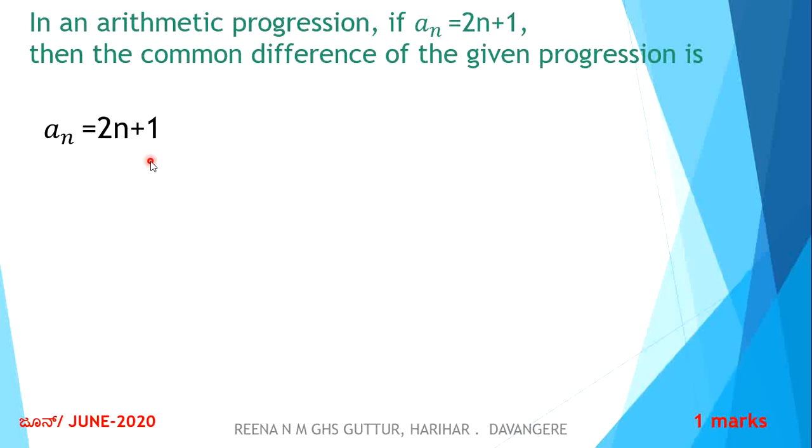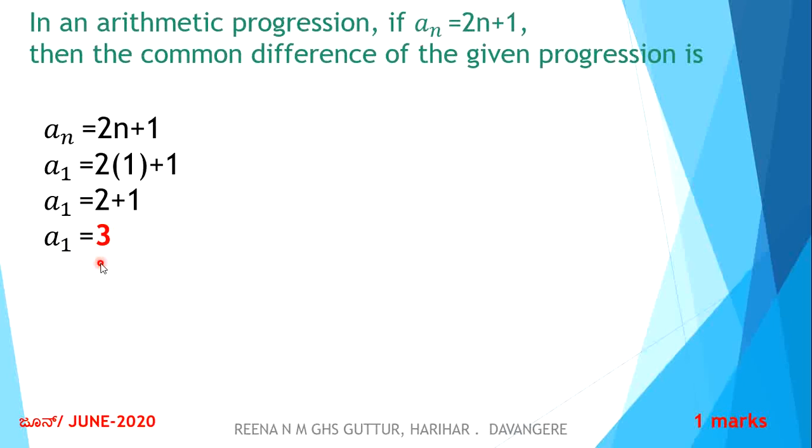To find the first term of this nth term, substitute 1 in place of n. So we get an is equal to 2 into 1 plus 1. On simplification, 2 ones is 2 plus 1. So 2 plus 1 is 3. So the first term a1 is equal to 3.